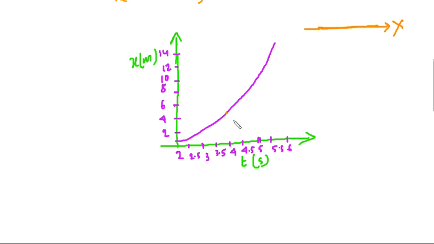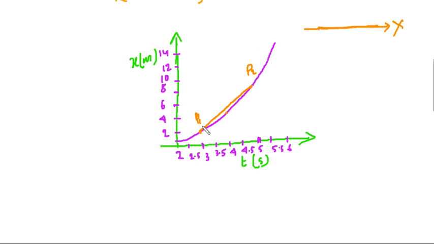So we want to find the average velocity around 4 seconds. So what we do, we take this point P1 and let us say this point P2, and we connect these 2 points directly.